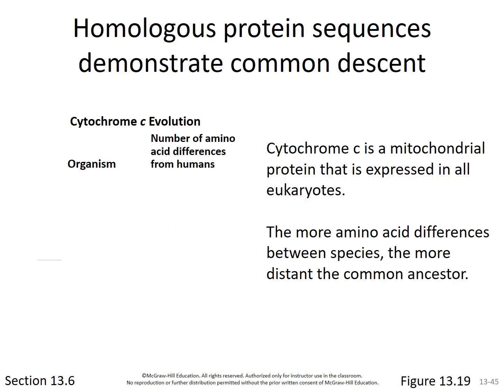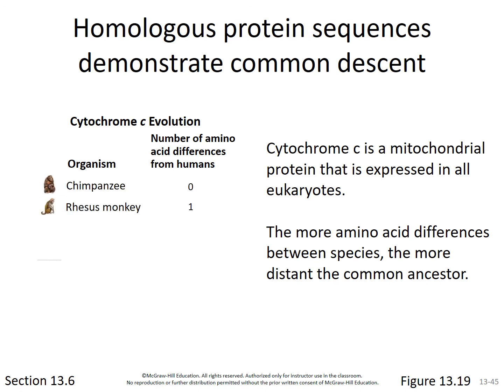So you can take a look at homologous protein sequences. Cytochrome C is a protein that's found in mitochondria, and this is present in all eukaryotes. And it's a very important protein. And if you mess with the sequence of that protein, most of the time you're going to get a really bad mutation from it. But over time, you can accumulate differences that don't affect the function of the protein. And so the more amino acid differences between species, the more distant that you are from a common ancestor.